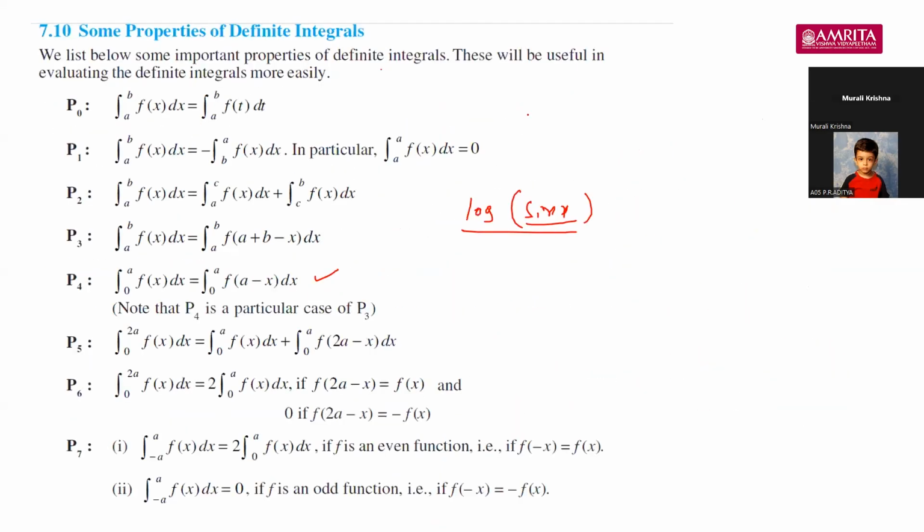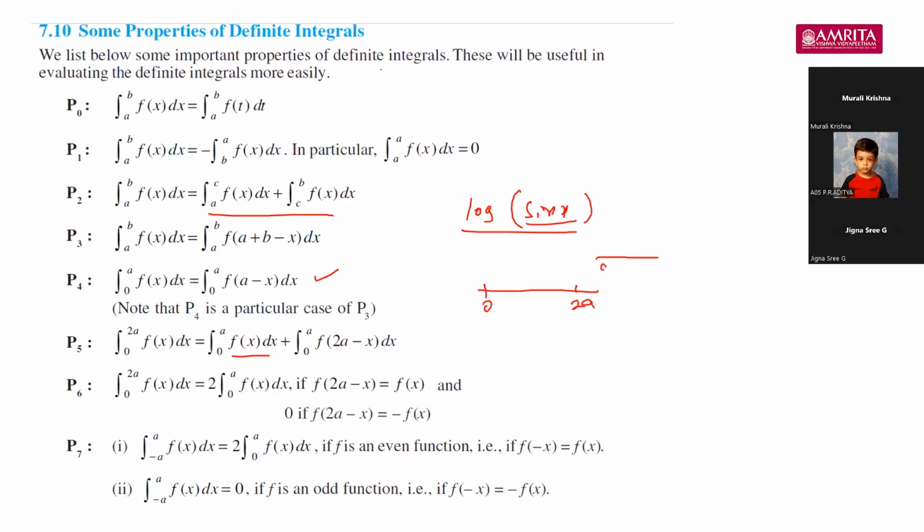Property 5 is actually a combination of the split-up and the substitution method, ma'am. Actually, I think whoever asked, the students can listen and follow. This property you can memorize in this way. Very rarely will we use it. So this is a concept of converting this: property 5 is an integral from 0 to 2a, instead of 0 to a.